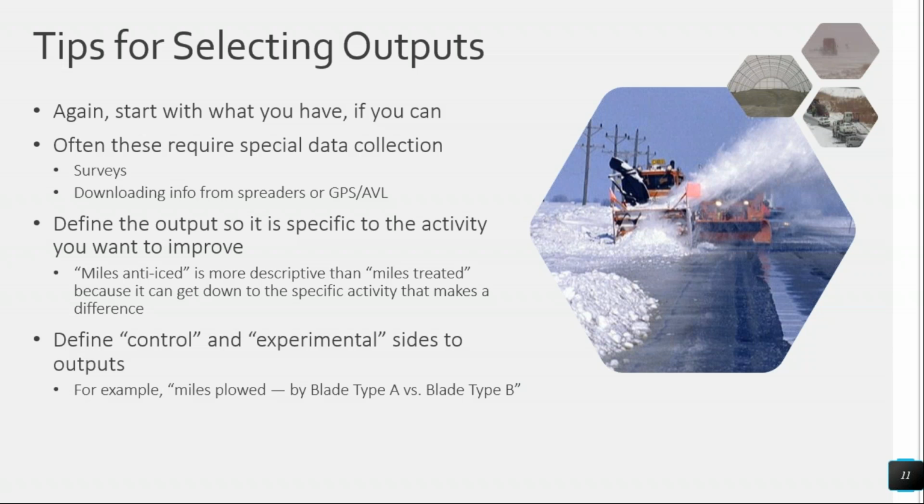And then, as I mentioned on the previous slide, it's also handy to define a control and an experimental side. So you're comparing two different blades. You've got blade A, you've got blade B. You've got the traditional method versus the new method. You've got the material you've been using for years and years versus the new material that you just got a hold of. So something that you can compare before and after, or experimental versus control.